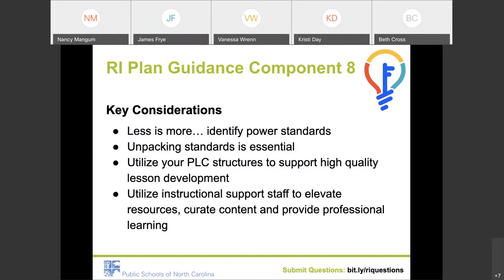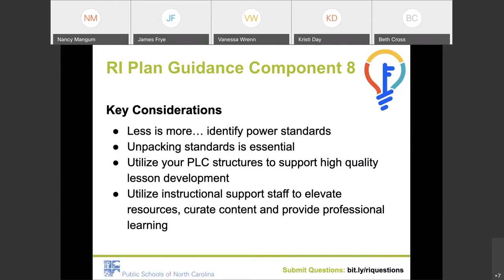We do have that resource there, that quality review tool for digital learning resources, that on the next slide you'll see. And of course, going back to the resource we first shared with those instructional design principles will be a great resource for you with component 8. So I'll pause just for a second and see if Jamie or Vanessa have anything to add there, or if there's any questions.